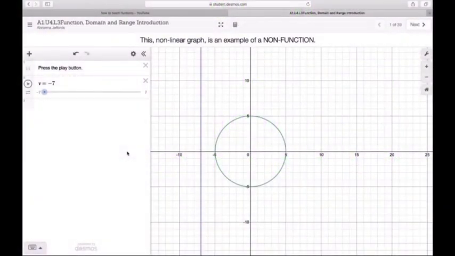Hello, I'm going to be showing you non-functions and functions on a graph and how to find them. So here I'll be showing you.